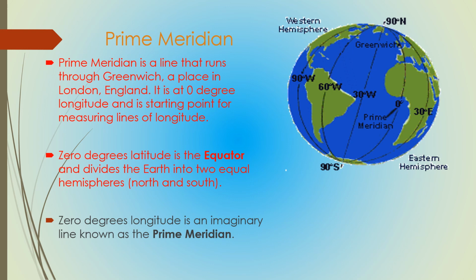And 0 degrees latitude is the equator and divides the earth into two equal hemispheres, whereas 0 degrees longitude is an imaginary line known as the prime meridian.